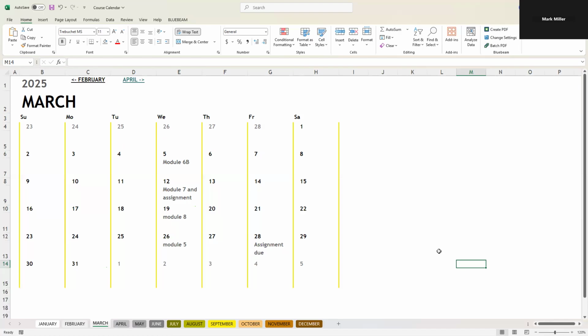I will not be grading the assignments until Saturday morning on the 29th. I'll be getting up and enjoying a coffee or several, and then I will be marking the assignments. So they are due on the 28th by midnight.